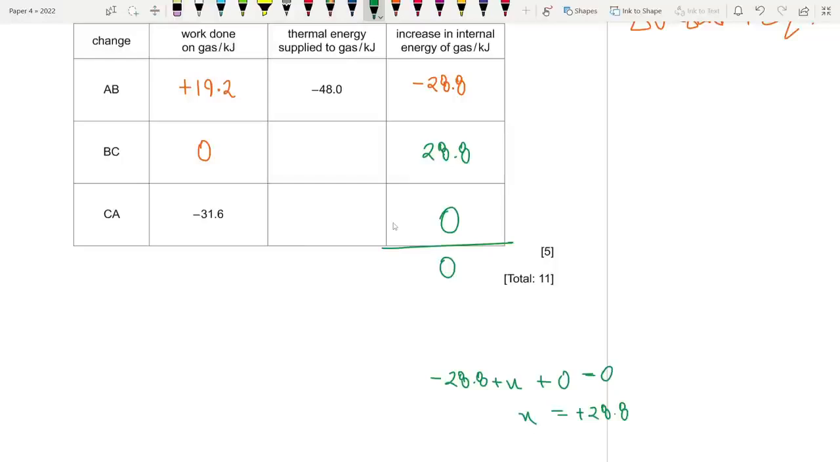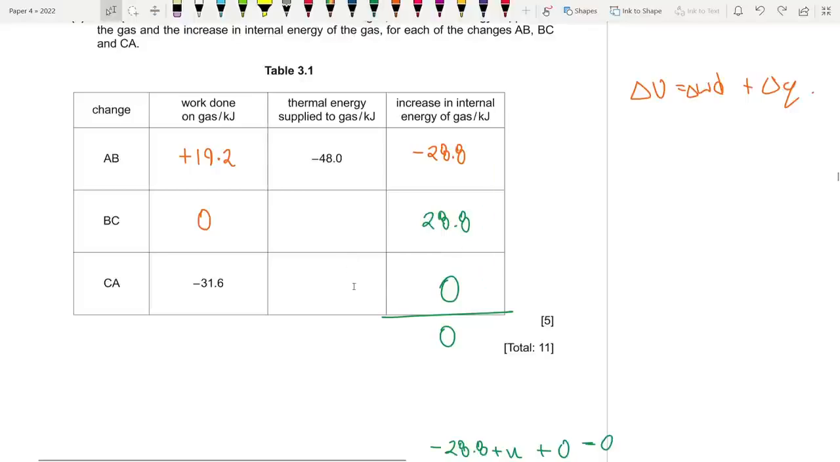Now let's do the next part. So what were the marks for? If you wrote 19.2 and 0, you'd get 2 marks out of 5. Those are the first 2 marks. Then if you wrote the 0 I wrote just now, in CA you'd get 1 mark. And for 31.6, we'll get another mark.